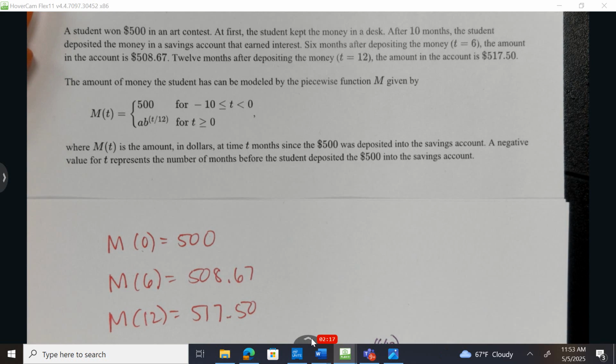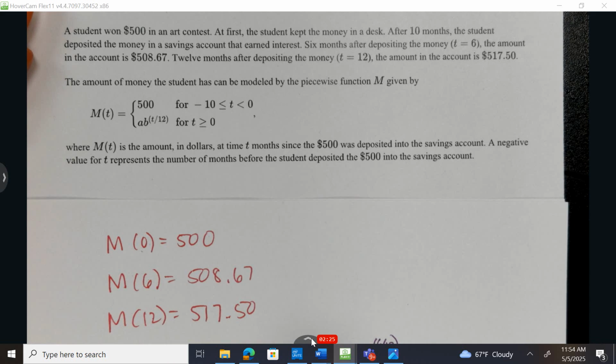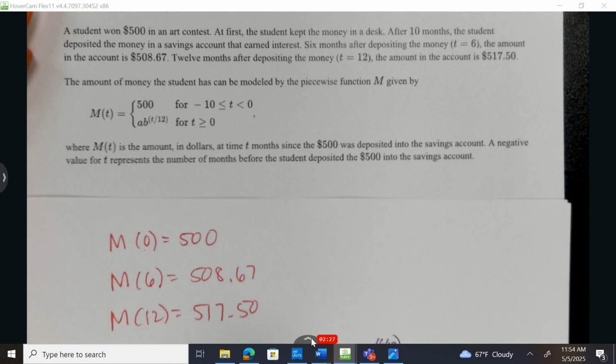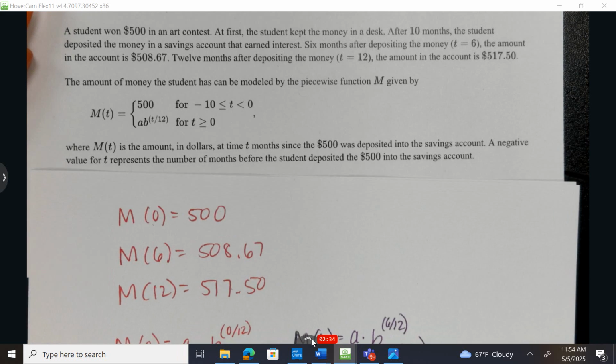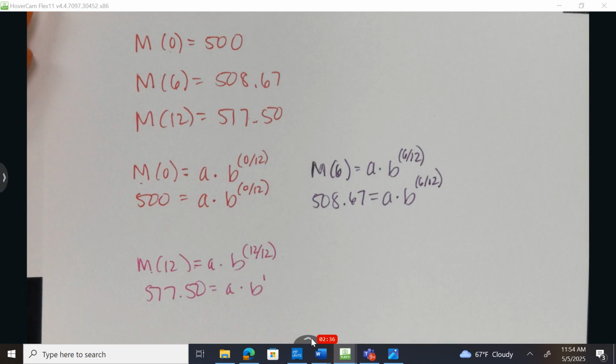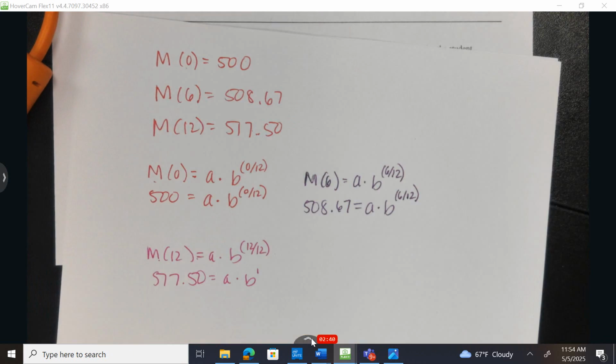Okay, let's do one last one here. We also have m of 12 equals a times b raised to the 12 divided by 12. Now m of 12 is really 517.50. So I'm so sorry you couldn't see those. So I've done my 3 different equations. Let me zoom out to make sure I don't make that same mistake.